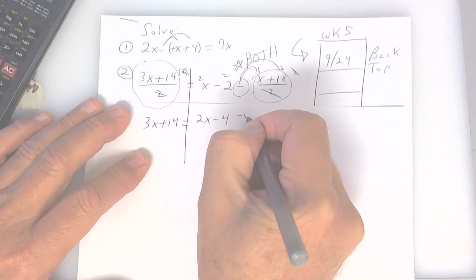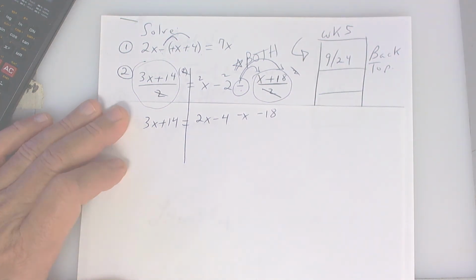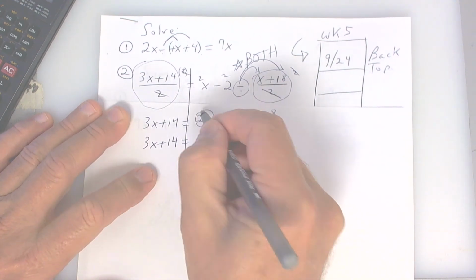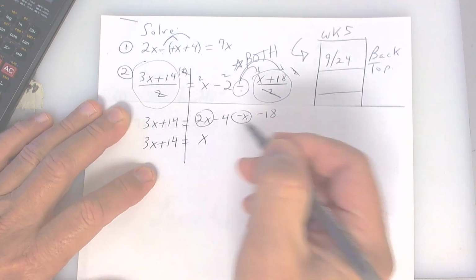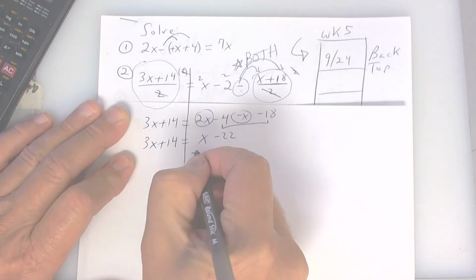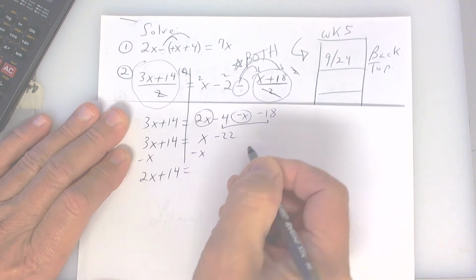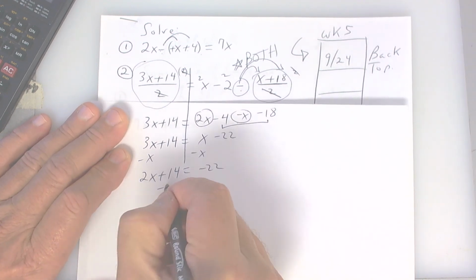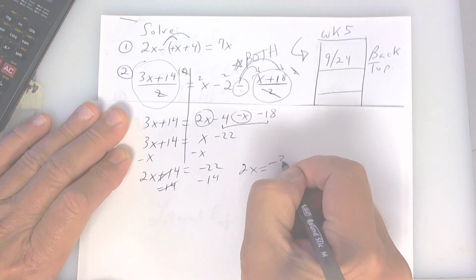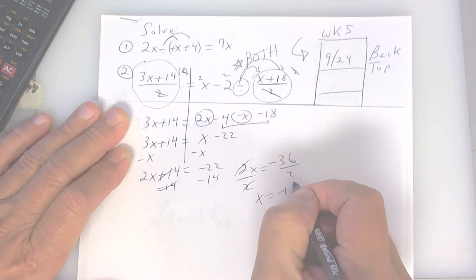So that's going to be a negative x minus 18. Now, if you don't distribute it, you're going to have a plus. This gives you 2x minus x is x. This and this gives you a negative 22. And now I'm going to subtract x and get 2x plus 14 equals negative 22. I'm going to subtract 14 and I get 2x is equal to a negative 36. I divide by 2 and I get x is equal to a negative 18.